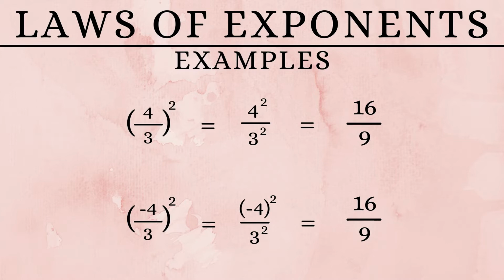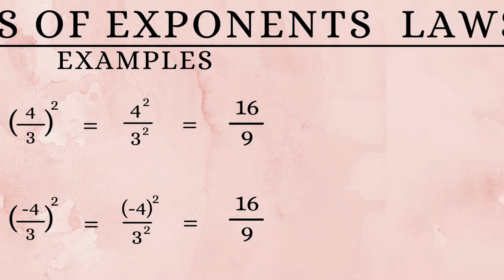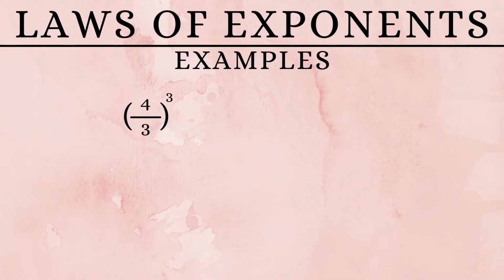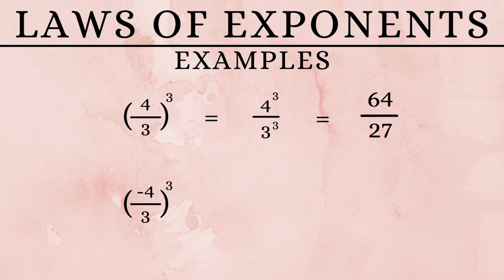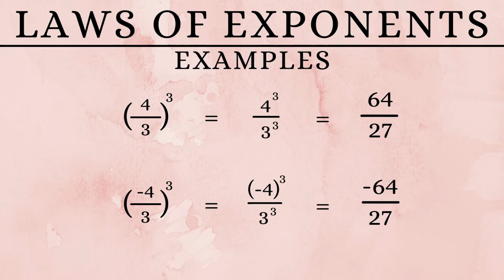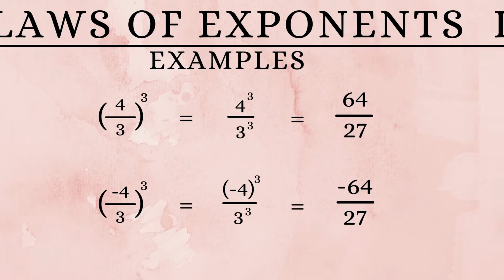But in our next example, we'll see what happens when we have an odd power. 4 by 3 the whole cube is 4 cube by 3 cube, or 64 by 27. But minus 4 by 3 the whole cube becomes minus 4 the whole cube by 3 cube. Here, when a negative number is multiplied an odd number of times, the negative sign is retained. Minus 4 into minus 4 into minus 4 becomes minus 64. So our final answer is minus 64 by 27.